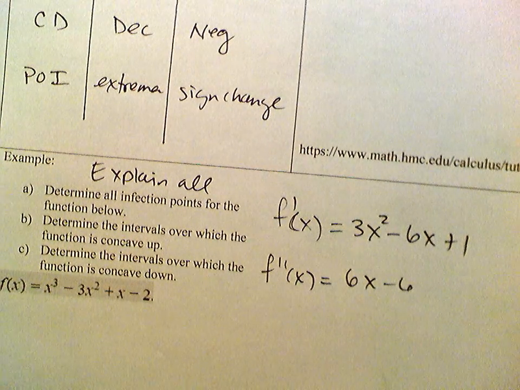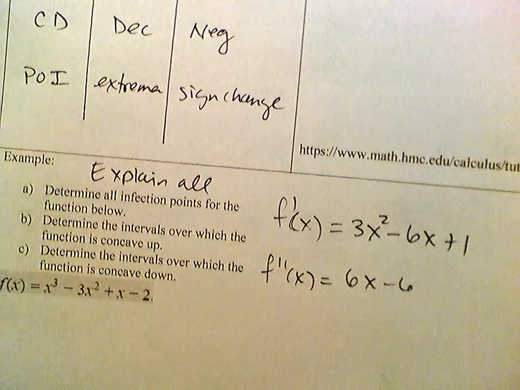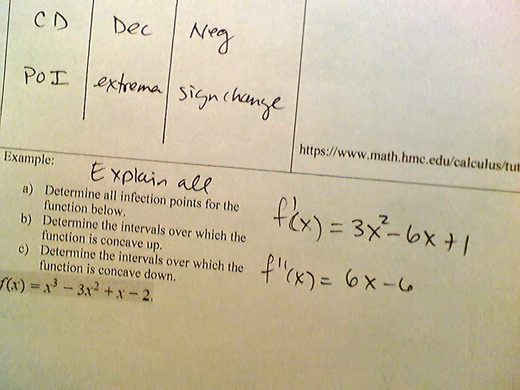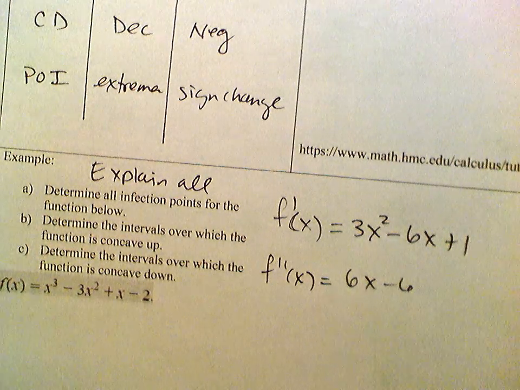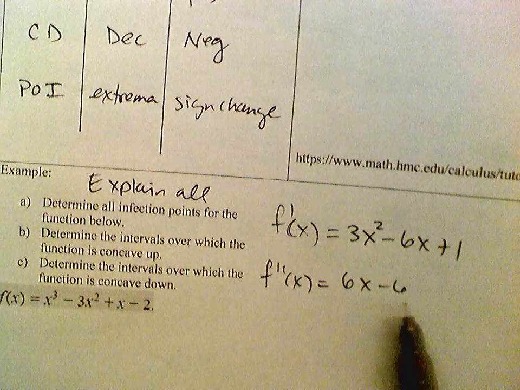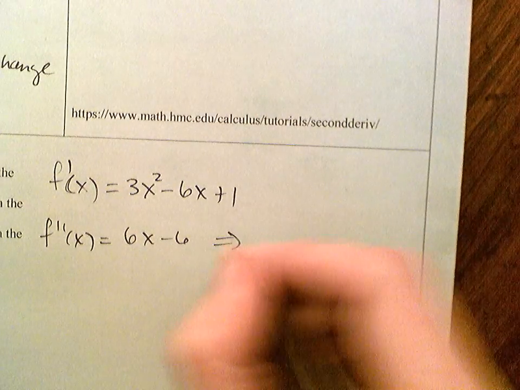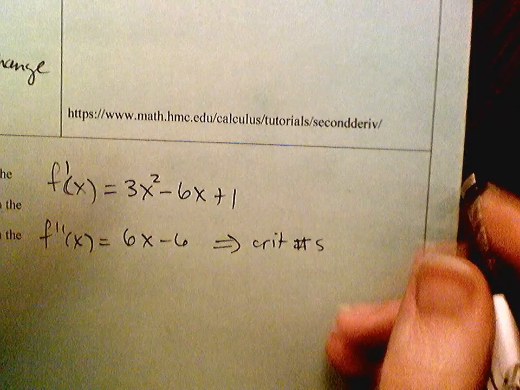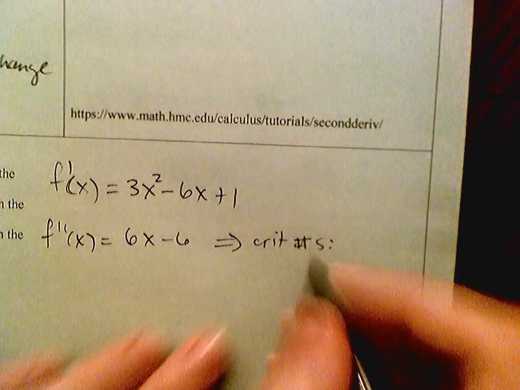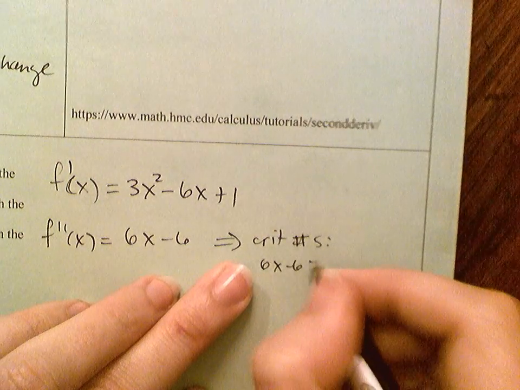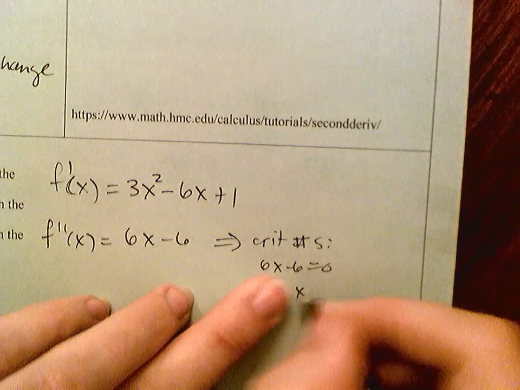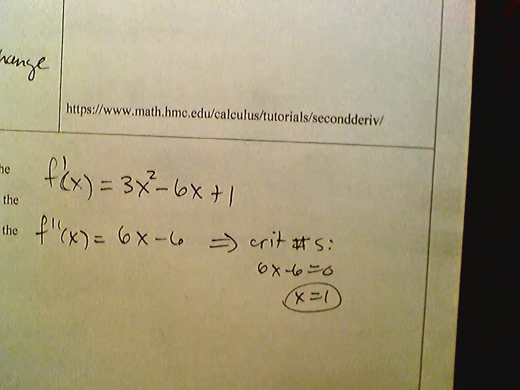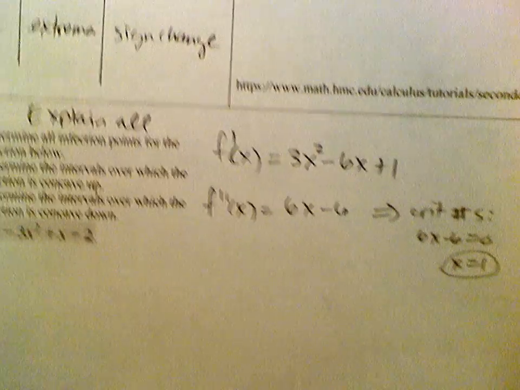Just like with the first derivative number line, you're going to split the second derivative number line up at the critical numbers, wherever the second derivative is 0 or undefined. So we've got the critical numbers: 6x minus 6 equals 0, so x equals 1 is where we're going to split that up.